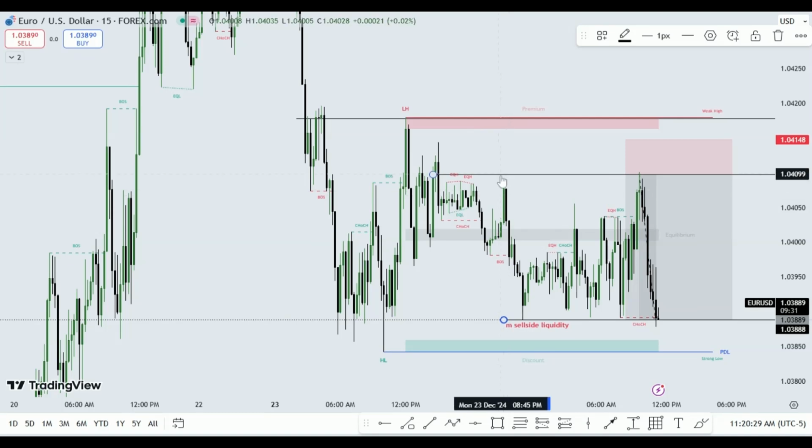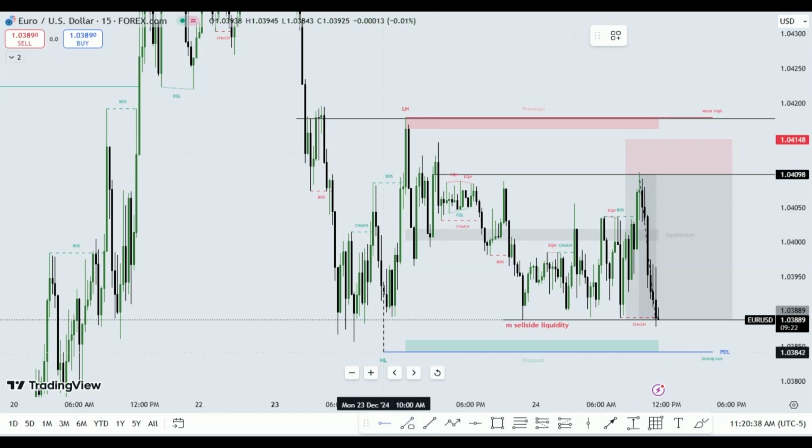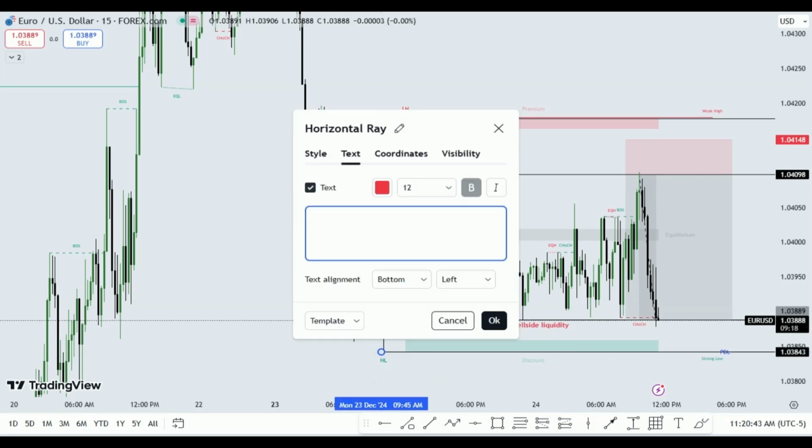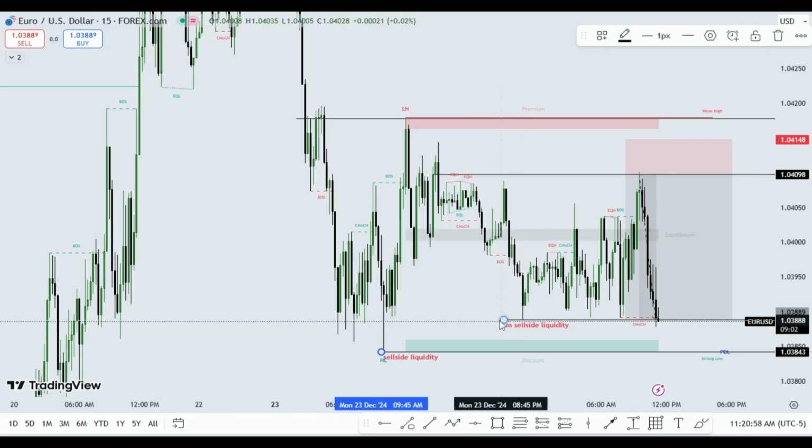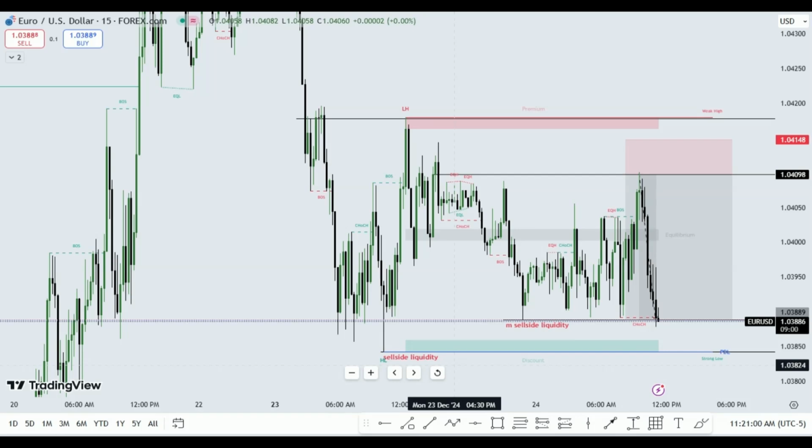So this is our minor buy side liquidity. This is our sell side liquidity. This is our major, which is previous daily low. We are expecting market to reach our previous daily low, sell side.